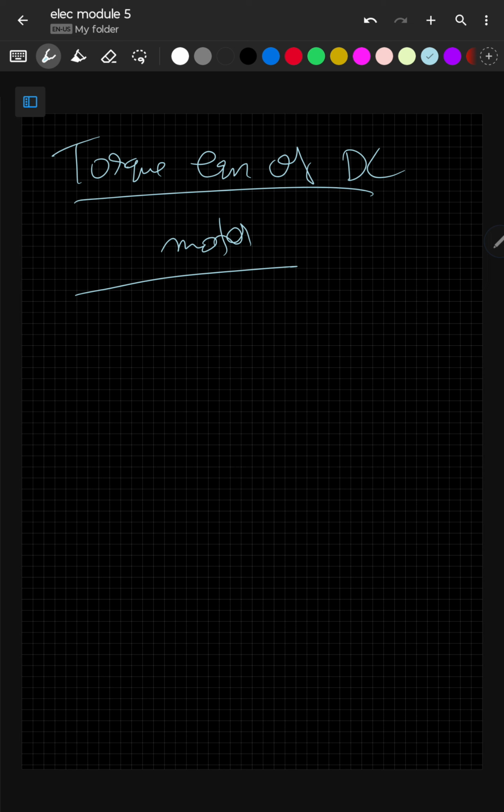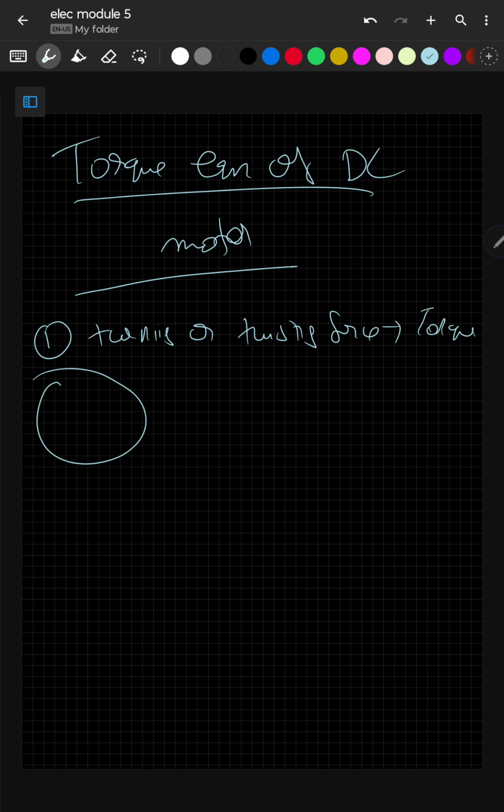So the first point to remember is that the turning or twisting force is called torque. Then consider a circular wheel of radius r meters, acted upon by a circumferential force F newtons, and the wheel is rotating at a speed of n rpm.